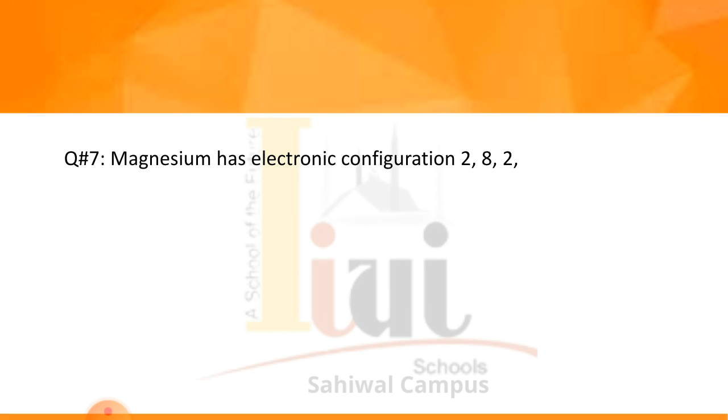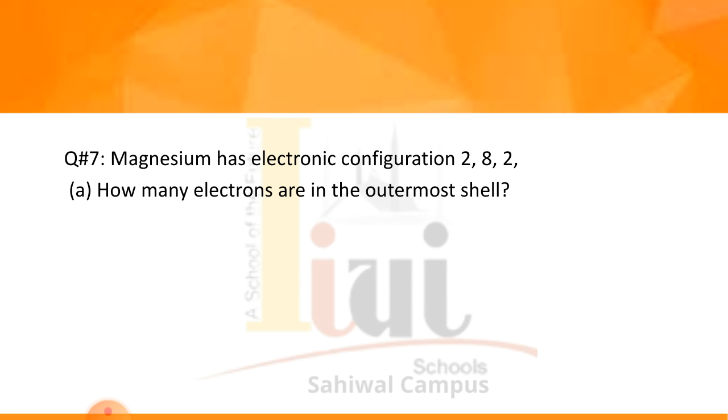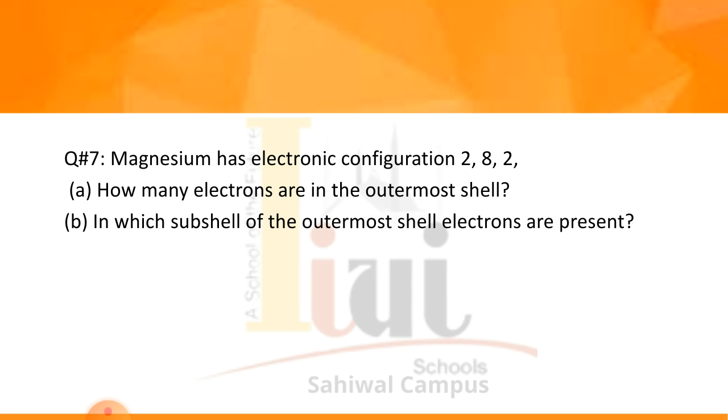Question number 7. Magnesium has electronic configuration 2, 8, and 2. Task A is how many electrons are present in the outermost shell. So you have to write the number of electrons that the outermost shell has. Task B is in which subshell of the outermost shell electrons are present. Obviously the outermost shell has a specific number of electrons, so you have to write which subshell of the outermost shell has the electrons.